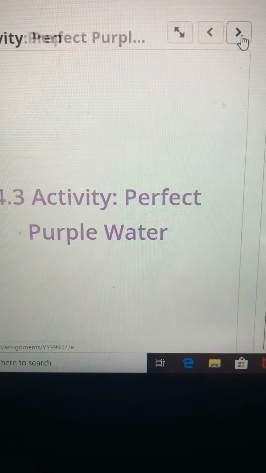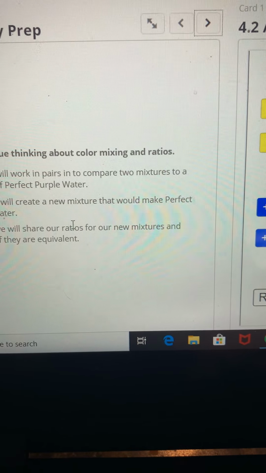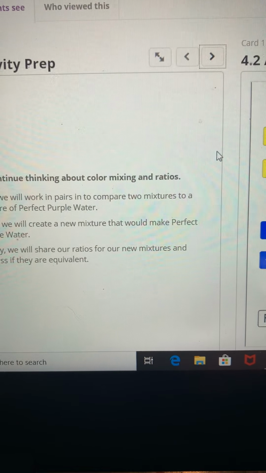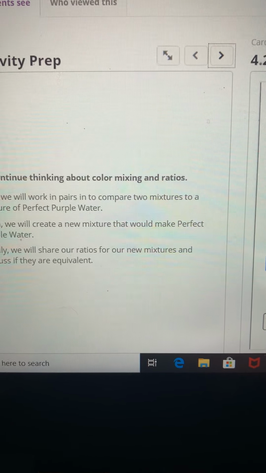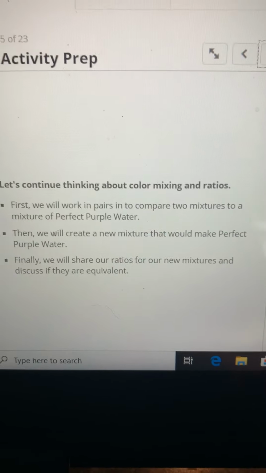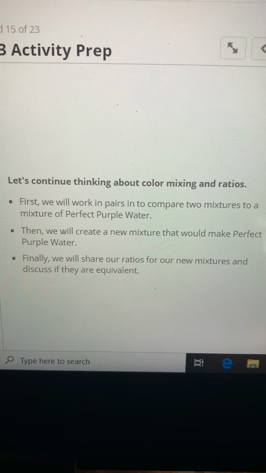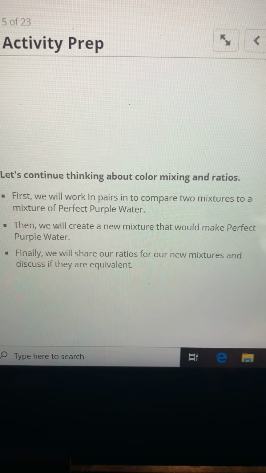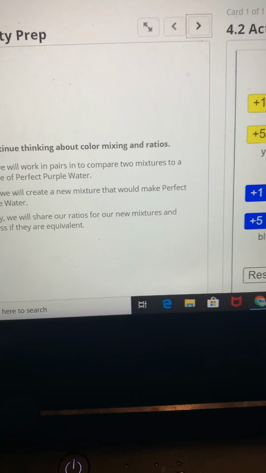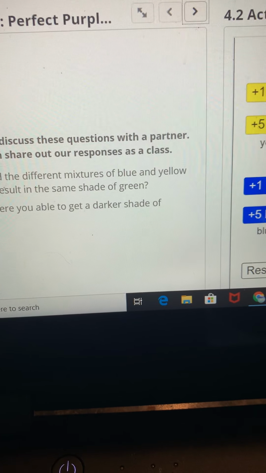Activity Perfectly Purple Water. Basically you're going to work in pairs to make purple water. Then we'll create a new mixture to make perfect purple water. Finally, we solve our ratios. Now, you don't have to do that because we can't do it physically. So you could just find equivalent ratios, because if it was 5 to 15 made purple, then obviously if you tripled it, it'd be 15 to 45. It's tough with this online stuff because some things I'd have to say, click, separate this.